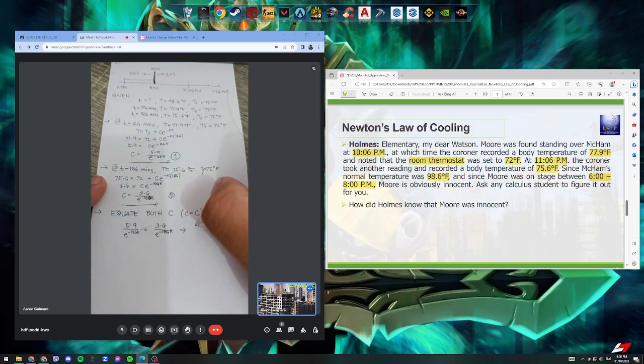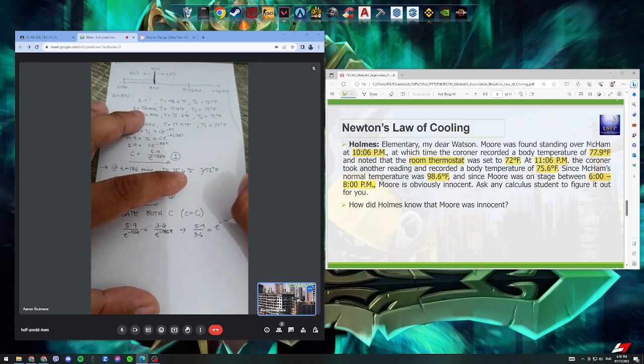Then we write 5.9 over 3.6, and on the other side, e to the power of negative 126k over e to the power of negative 186k.